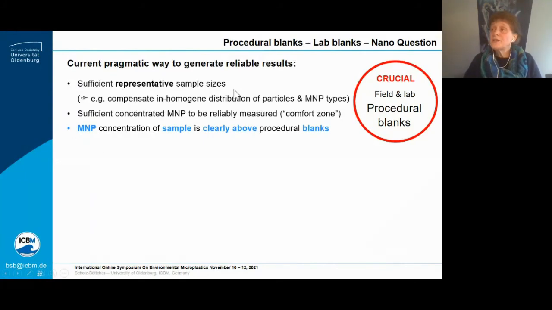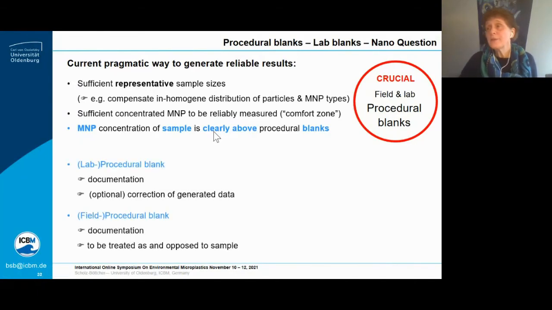compensate inhomogeneities from your particulate matter and your different polymer types as well. And usually your content should be in the comfort zone of your calibration. So you shouldn't always work at the lowest end or even below your lowest calibration point, because then you really run into problems. And the concentration of your samples should be clearly above the blanks to be sure that you have good data.